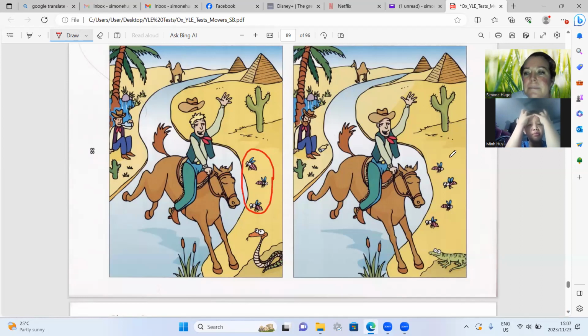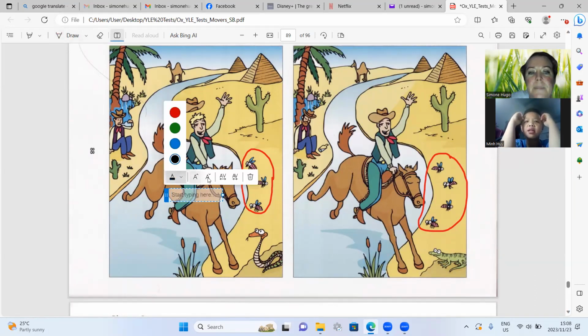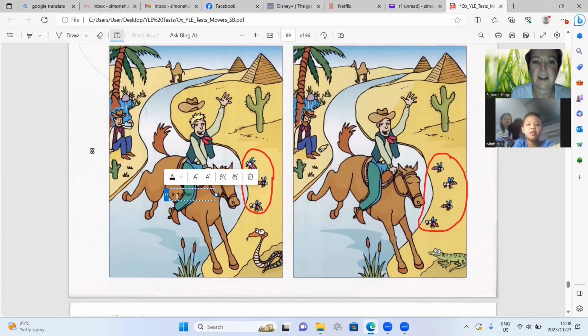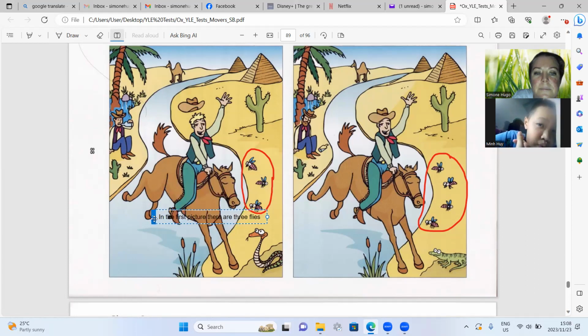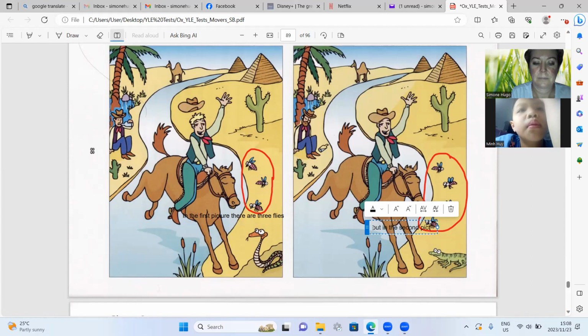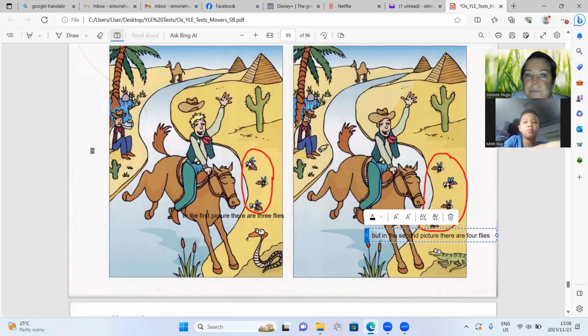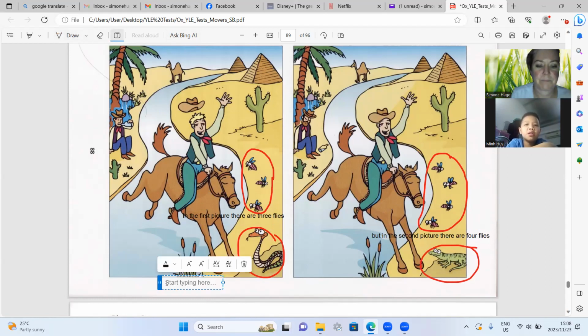In the first picture, there are three flies. But in the second picture, there are four flies. In the first picture, there is a snake, but in the second picture, there is a lizard.